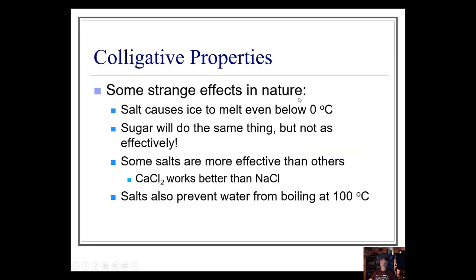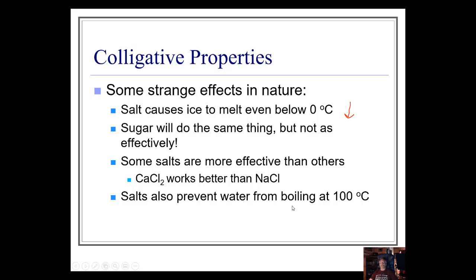Colligative properties, some strange effects in nature. Salt will cause ice to melt even below temperatures of 0 degrees Celsius. So the temperature at which the solution melts will be lower than pure water. Sugar will do exactly the same thing, not as effectively as salt will. Some salts are more effective than others. Calcium chloride, for instance, works better than sodium chloride.